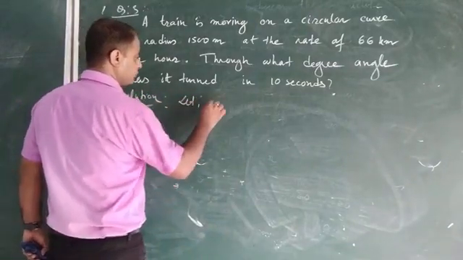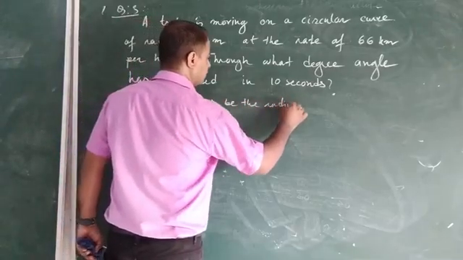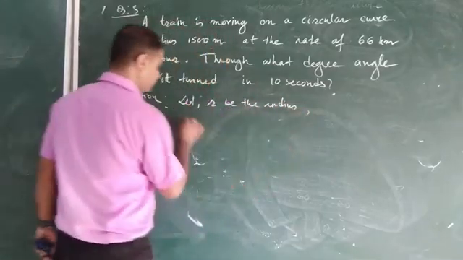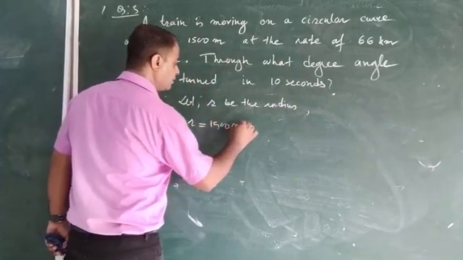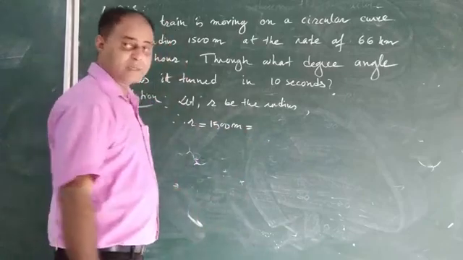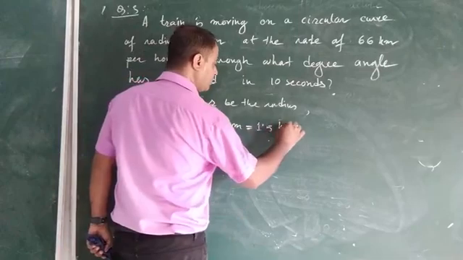Solution. Let r be the radius. Therefore r equal to 1500 meter, 1500 divided by 1000, which is converted into 1.5 kilometer.